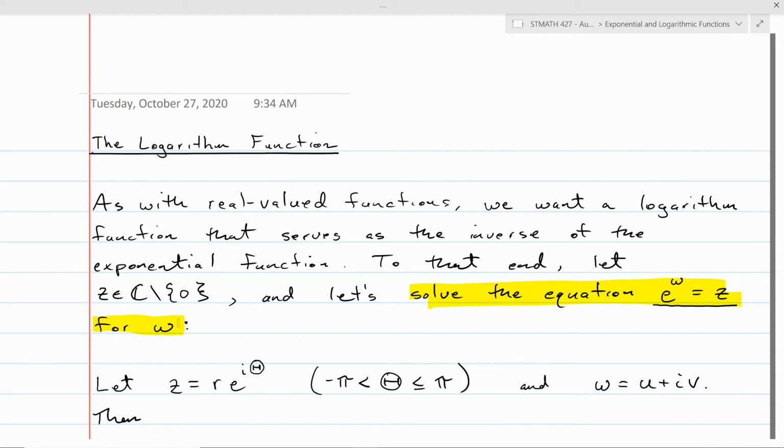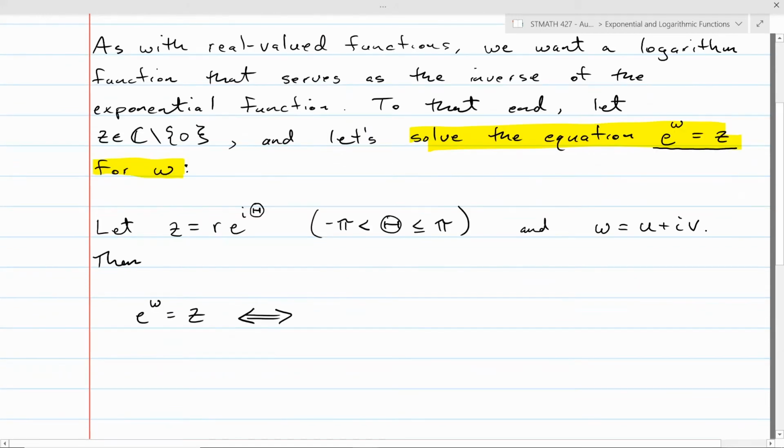So this is essentially working the exponential function backwards, right? Usually with the exponential function, you provide the exponent as the input, and then you get some answer by taking e to that exponent. But the reverse process would be to say what the result is and then have to come up with what the exponent is that gives that result. So let's just do that. Let's just figure out, how do we solve that equation, e to the w equals z, for w?